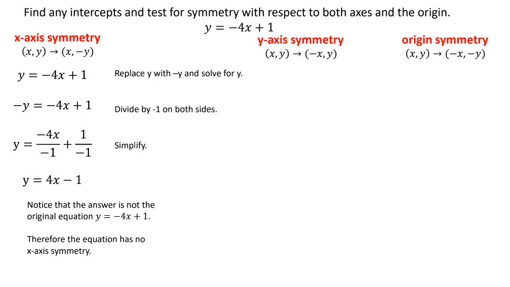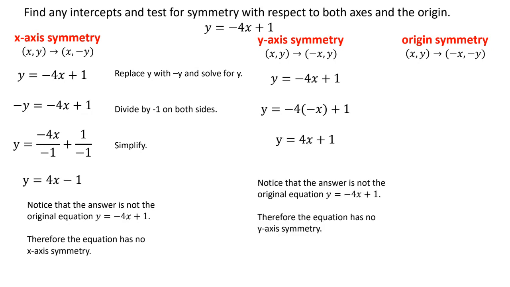Let's go ahead and do the exact same thing for the y-axis symmetry. I'm going to replace the x value with a negative x, right? So go ahead and simplify and solve for y again. So I get y is equal to 4x plus 1. And if you see, my original one had a negative 4x, but with my change of sign, now I have a positive 4x. My plus 1 did stay the same, but again, they're not the exact same equation. So therefore, this has no y-axis symmetry.